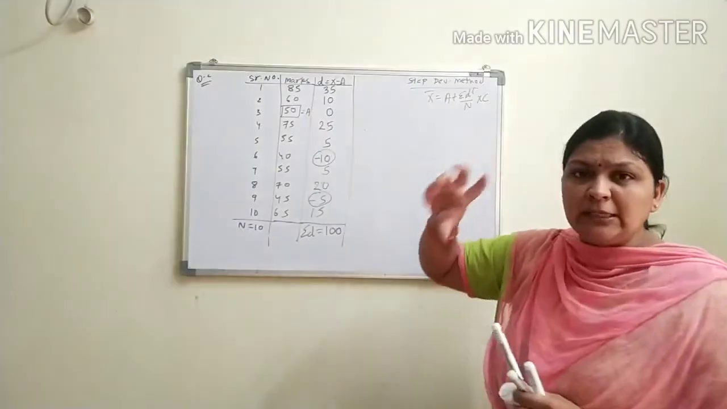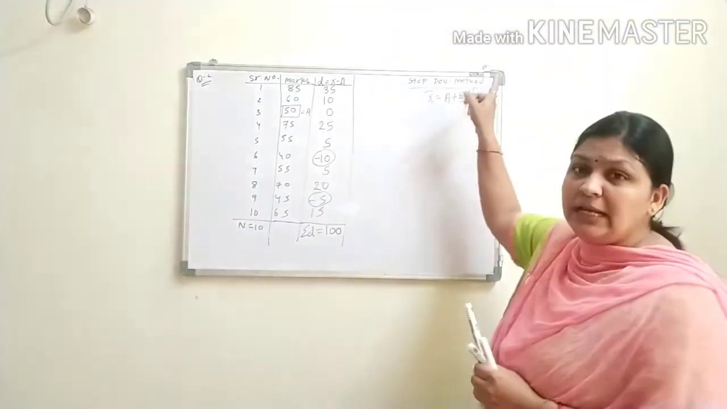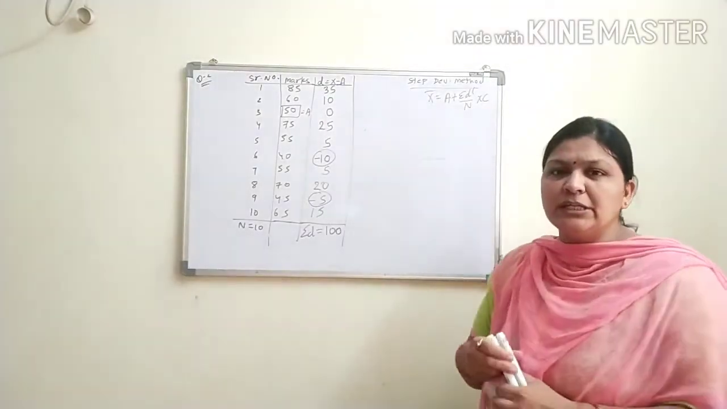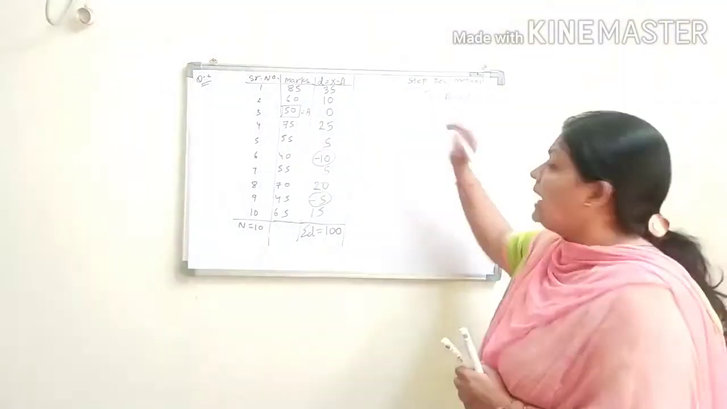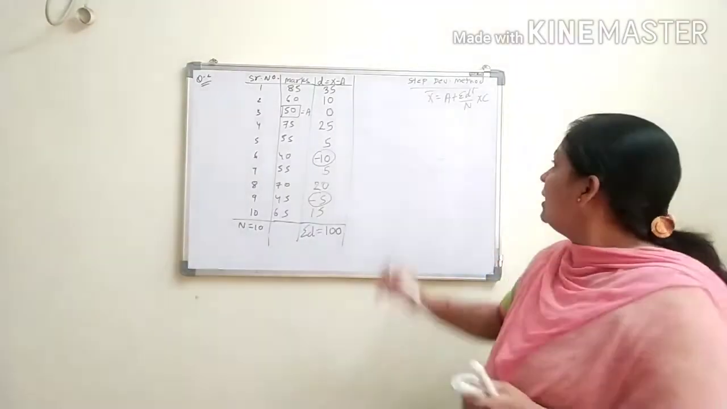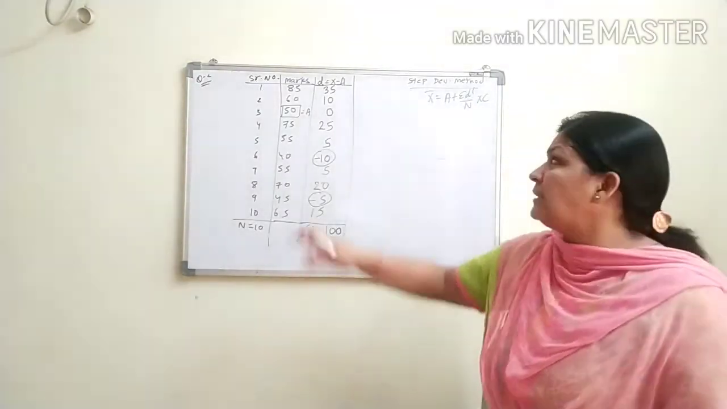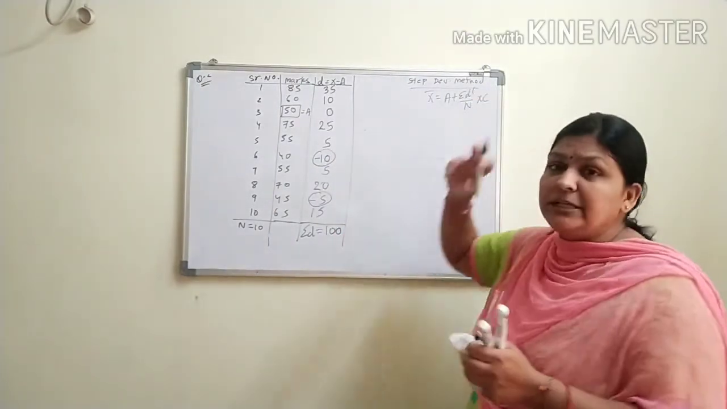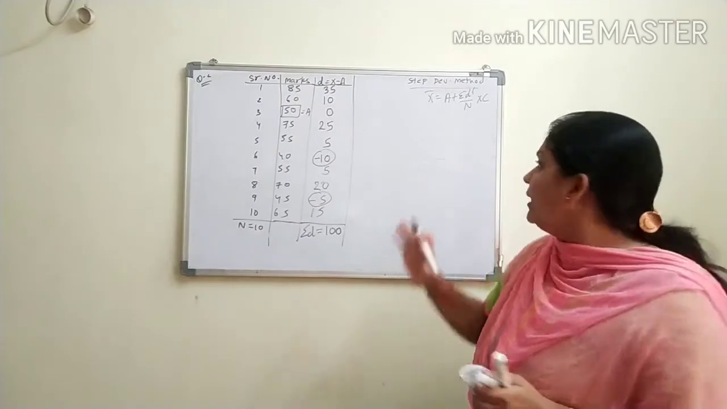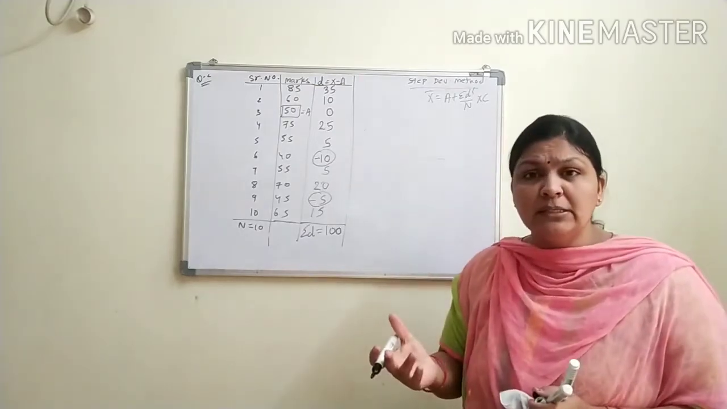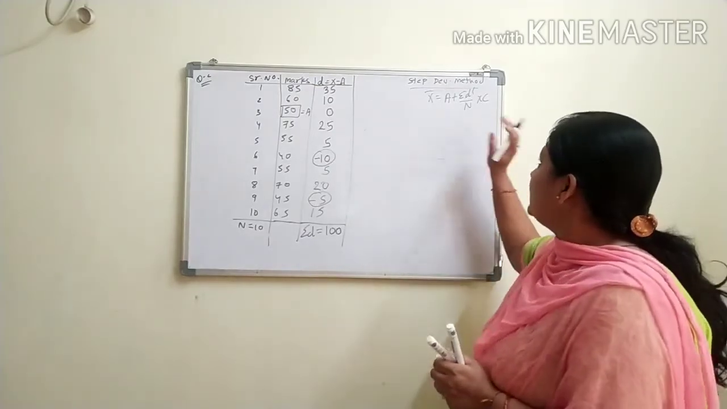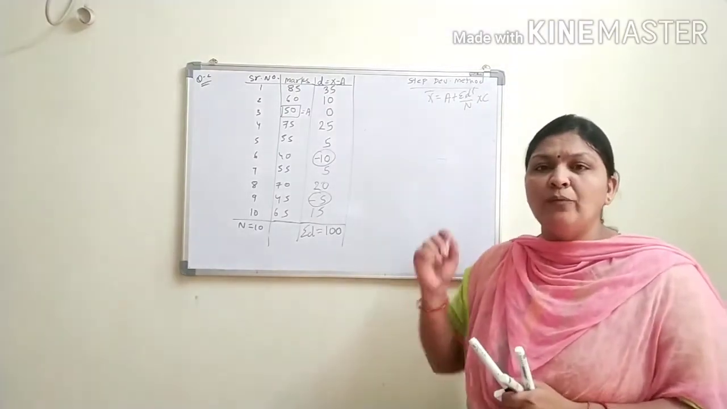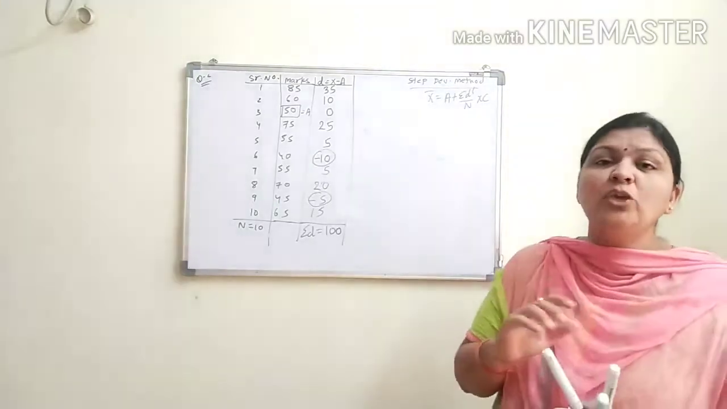Listen carefully. X bar equal to a plus sigma d dash upon n into c. इसका मतलब यहाँ आपको कौन कौन सी चीजें नहीं दिख रही है. फर्स्ट ऑल a you know, that is a assume. d you all know. X minus a, it becomes the d. Now d dash is the new concept in this method, and c also is a new concept in this method. Now listen carefully. What do you mean by the c? C means the common factor. So अब वो common factor का use कहाँ करना है?